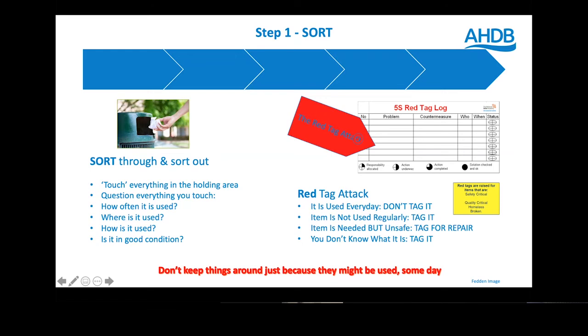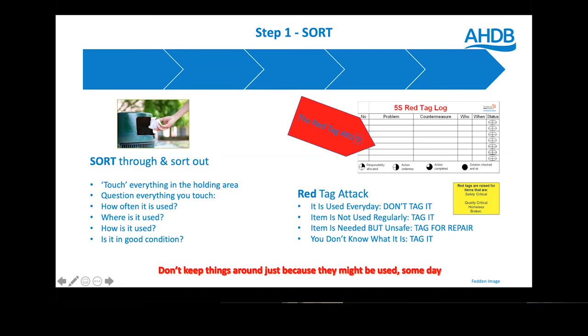So the first step, or first S, is sort. This is the idea of getting rid of the clutter within the area itself. Normally the way we go about doing it is we go into the area, we literally challenge everything that's within that area and question, should it be there? If it's used all the time, then obviously you don't have to worry about that. But if it's something that's not used that often, it's just questioning and challenging whether it should actually be stored within the area itself. And normally what we do is we use something called a red tag attack.